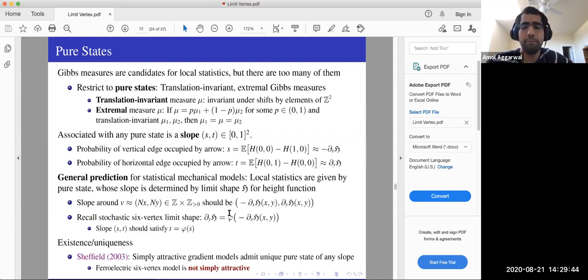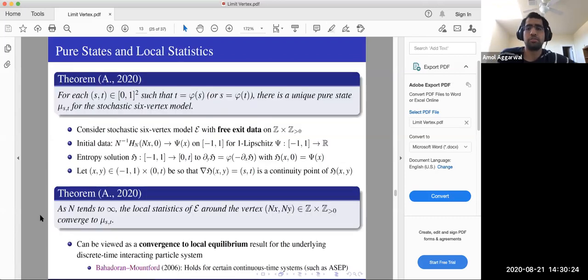Now, implicit in this prediction is the fact that this pure state, I've just defined it, but I haven't told you whether it is unique or whether it even exists. So this is actually a highly non-trivial question. For models known as simply attractive gradient models, it's known that any slope admits a unique pure state of that slope. However, this six-vertex model, ferroelectric or the stochastic six-vertex model, is not simply attractive. So it does not fall into this class of models where you have this uniqueness and existence result. Okay, so let me start stating some more theorems.